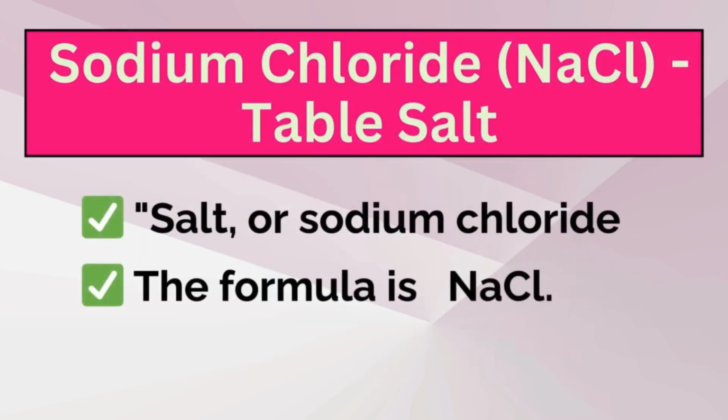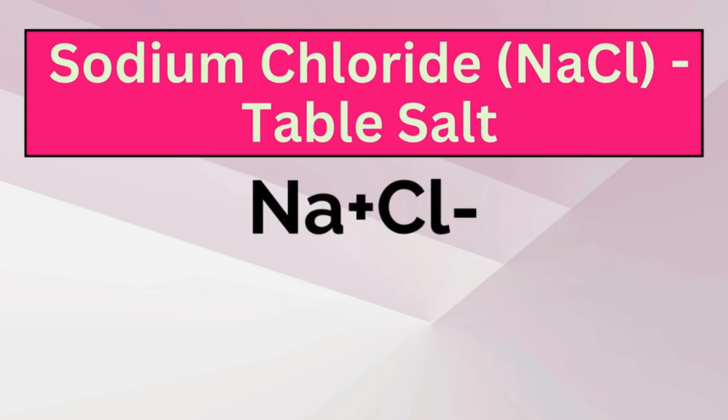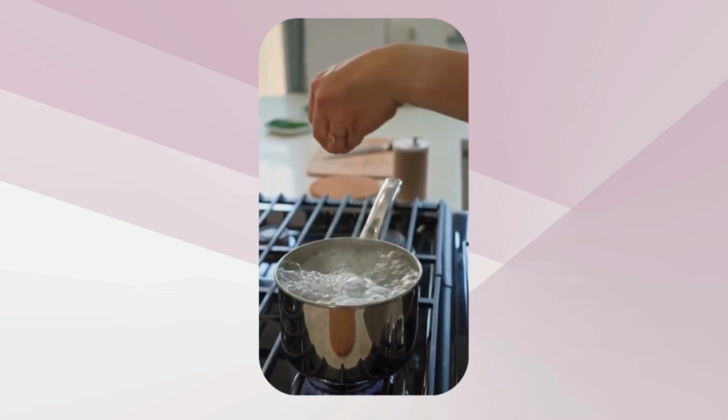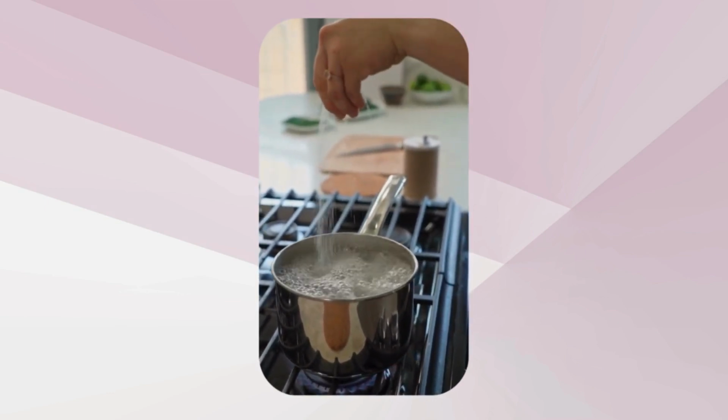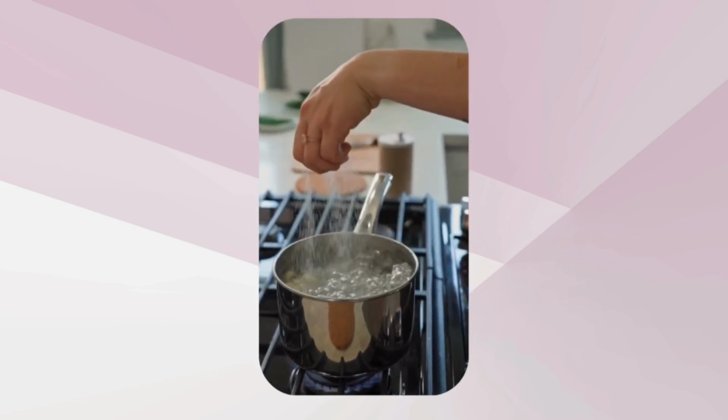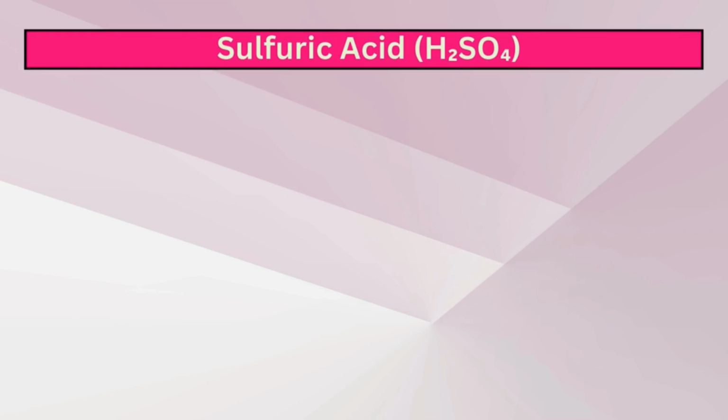And now sodium chloride. This is table salt, or the common salt. Salt has the formula NaCl. NaCl is an ionic compound. It contains Na positive and Cl negative ions. Salt is used in daily life, in cooking, and for flavoring different dishes.